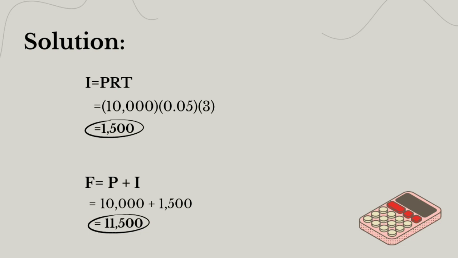So now let's solve for the final amount. This is the formula. F is equal to principal plus interest. You'll just simply add the 10,000 and the 1,500. So this is the final answer, 11,500.